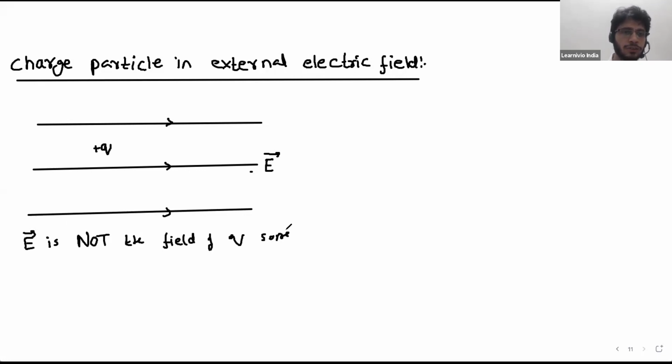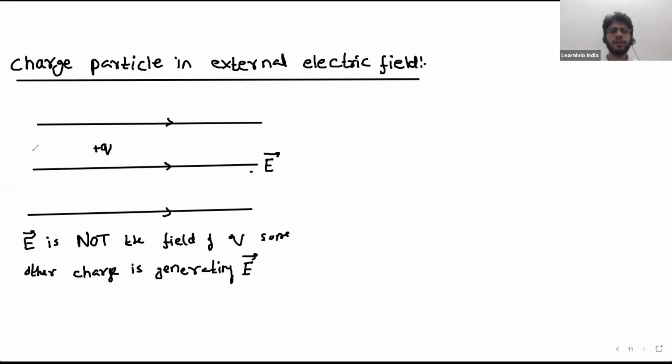Some other charge is generating E. So there is some other charge and that charge is generating this electric field. This small q is not the source of the electric field E.